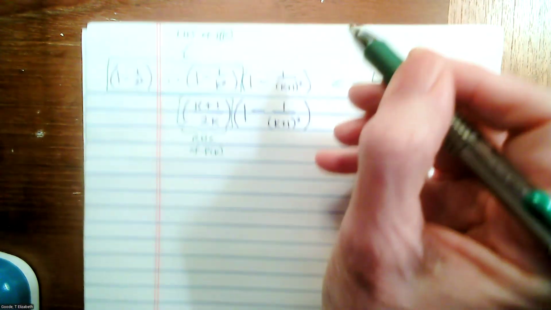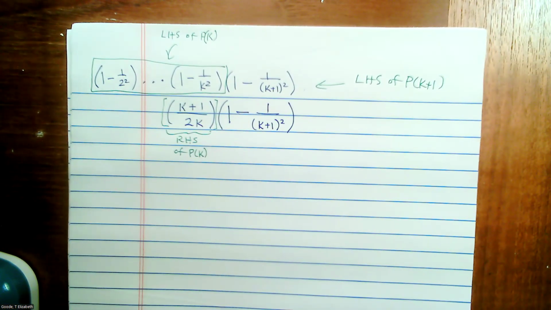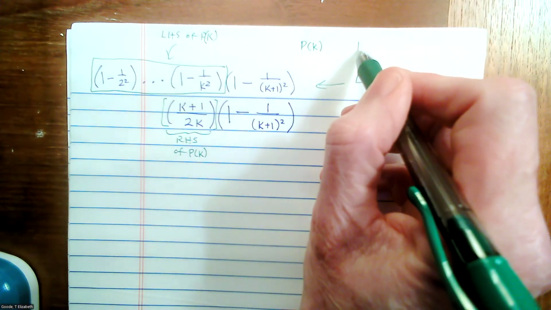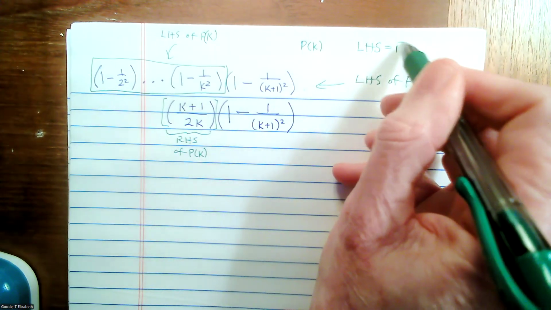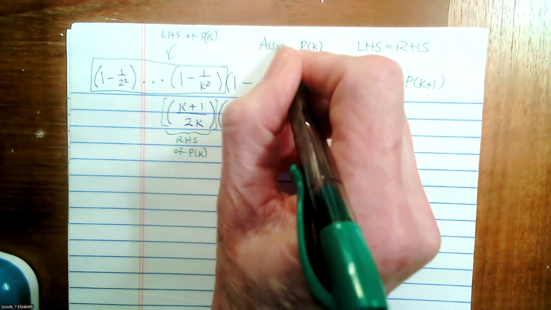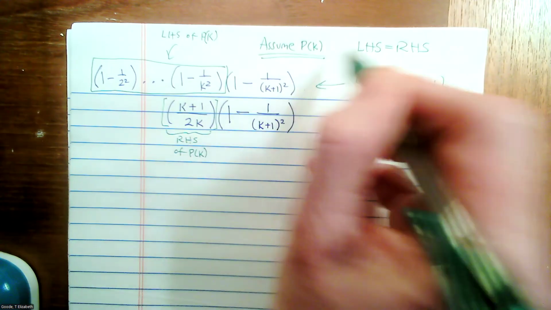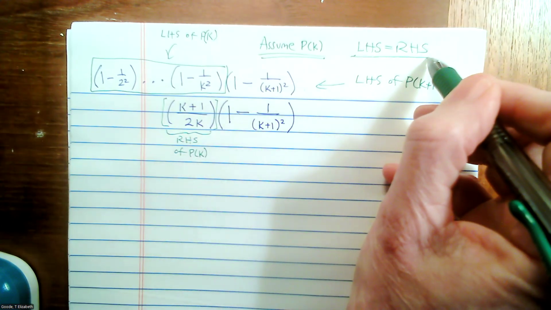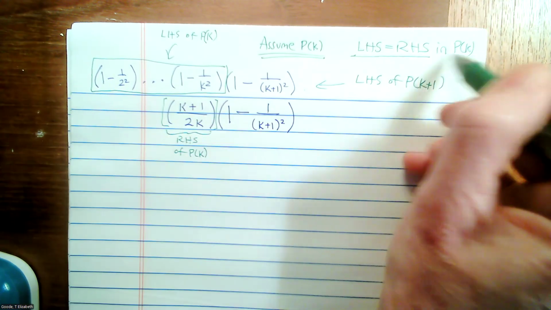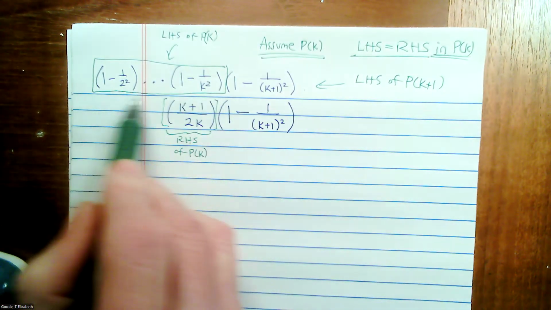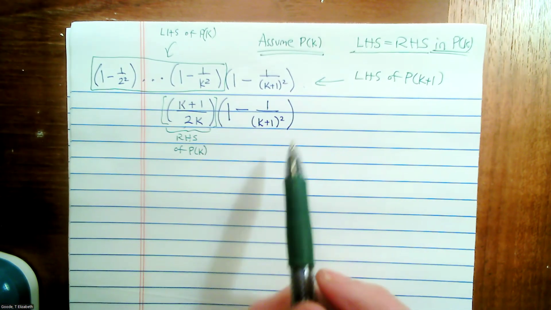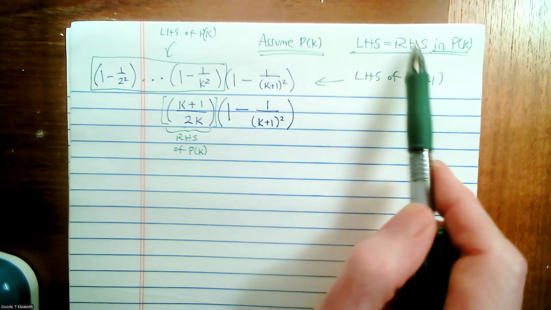Because that can represent the left-hand side of P of k. That's right, because we assumed P of k. And we assumed the left-hand side equals the right-hand side in P of k. So here we're taking the left-hand side of P of k and just substituting in the right-hand side because our inductive hypothesis is that these are essentially the same thing.